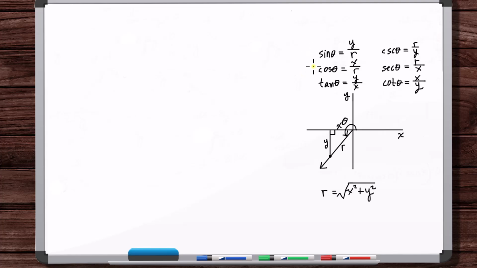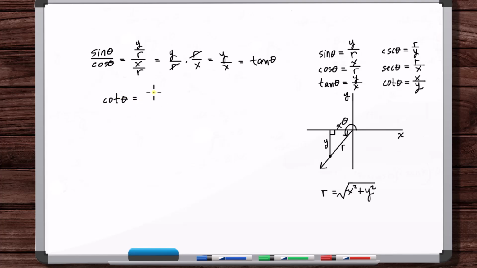And so if you divide sine theta and cosine theta, you get tangent theta. But since cotangent is just the reciprocal of tangent, then cotangent is the reciprocal of this, which is cosine theta over sine theta. And so that's the quotient identities.